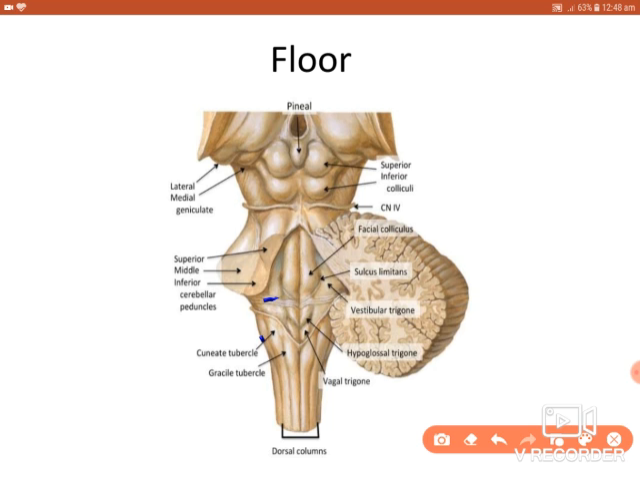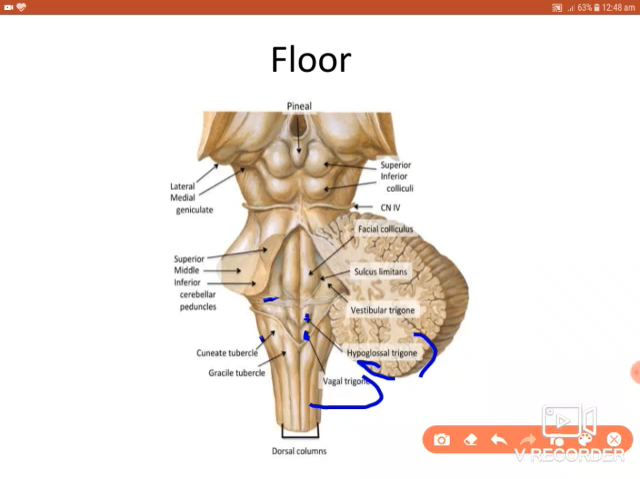Then in the lower part, you can see in this triangular area an elevation, that is the hypoglossal triangle. Deep to that lies the hypoglossal nucleus, a motor nucleus. Then lower to that, this triangular elevation is the vagal triangle. Deep to that lies the dorsal nucleus of the vagus, which is a parasympathetic nucleus.